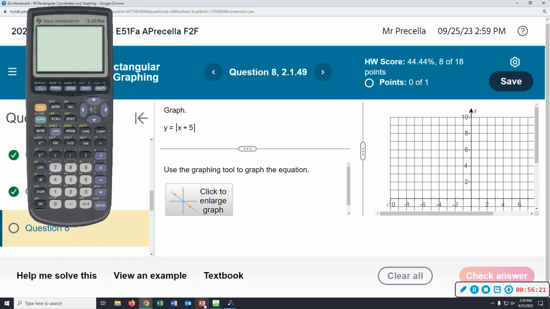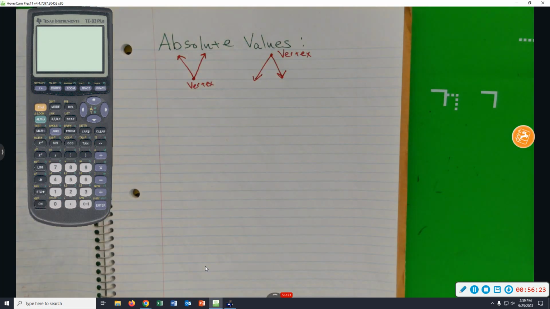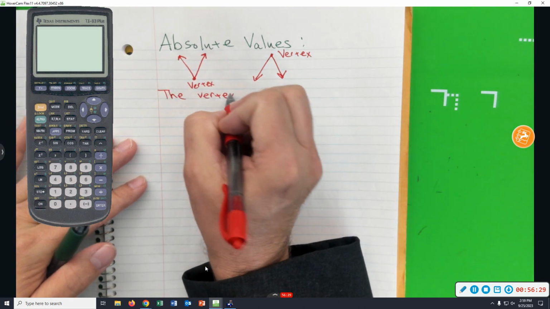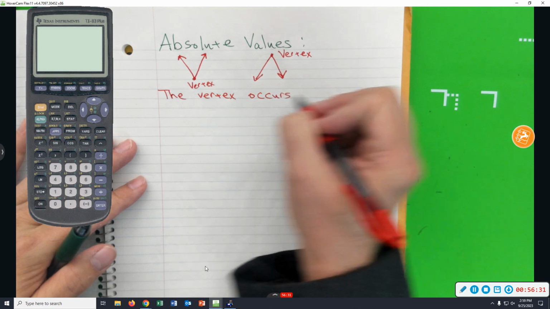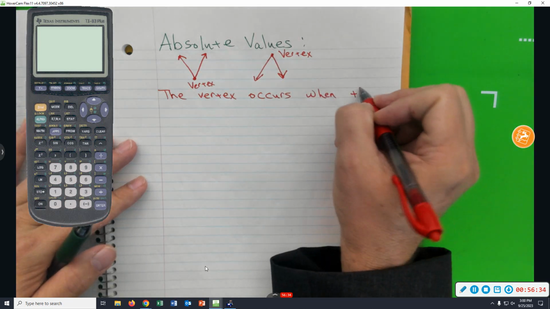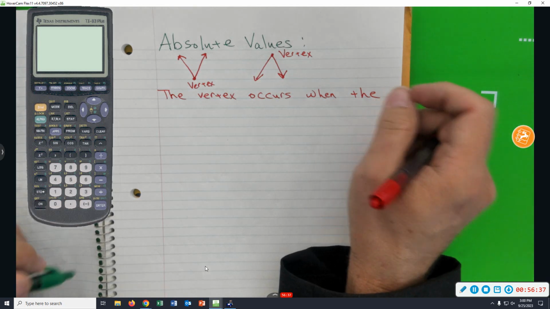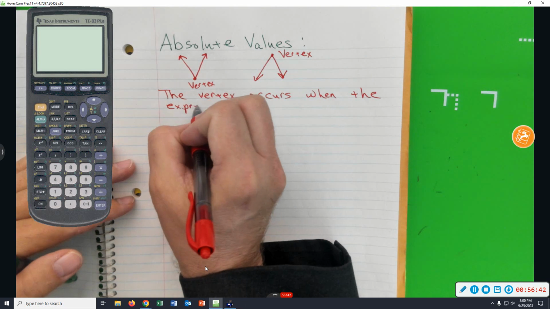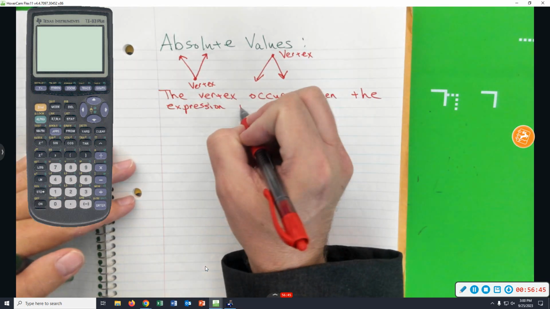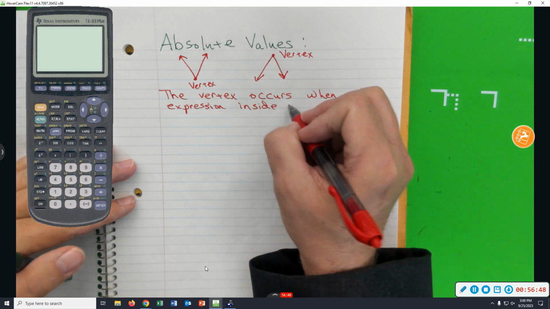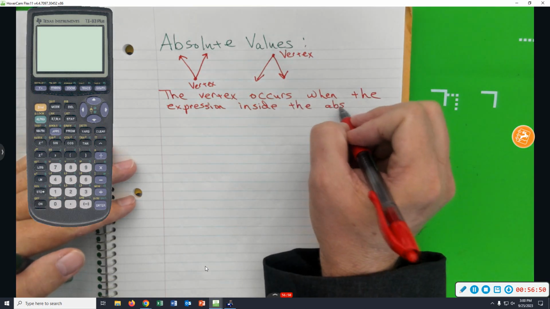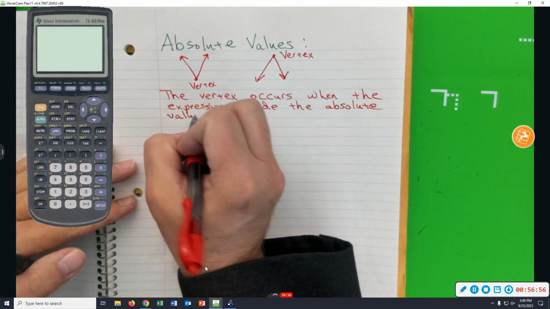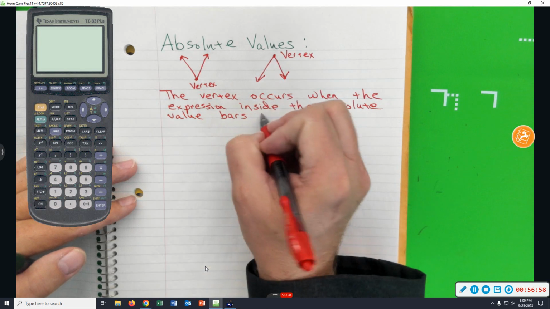So that's what I'm trying to say here. I'm going to write this out. The vertex occurs when the expression inside the absolute value bars is equal to 0.